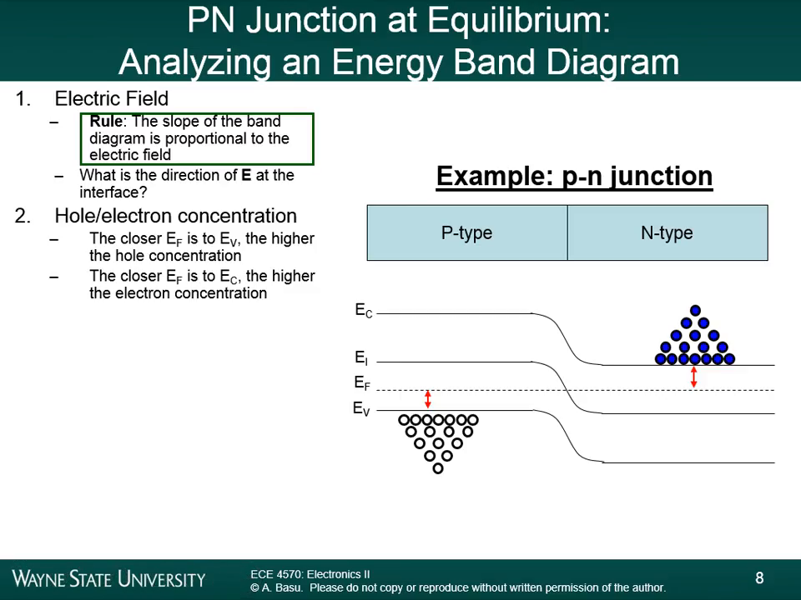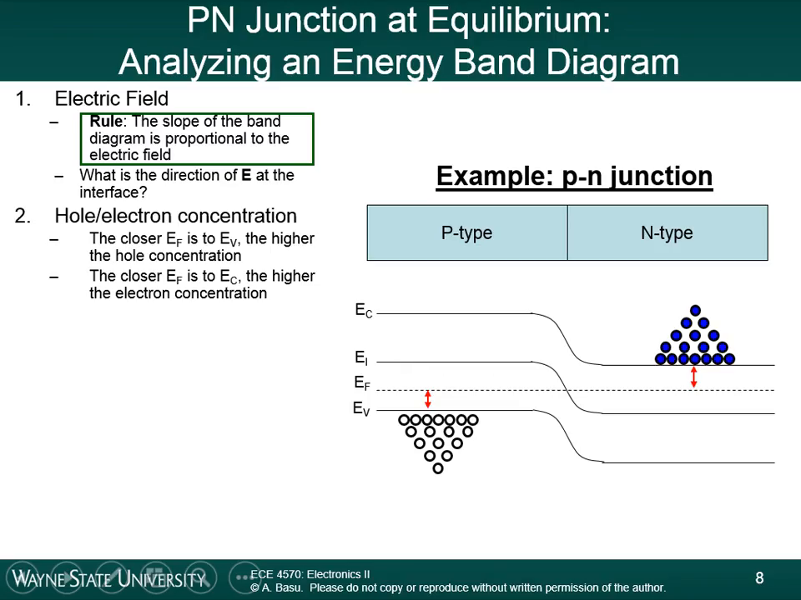So I've drawn these as a triangle, meaning I'm showing the electron concentration as a function of energy. Remember, in the energy band diagram the y-axis is energy, and the x-axis in this case is the spatial coordinate. It's a spatial position.